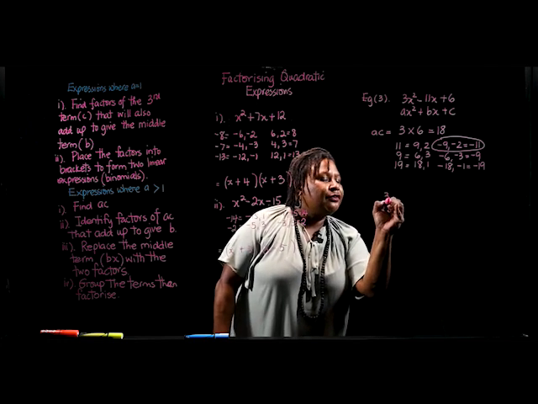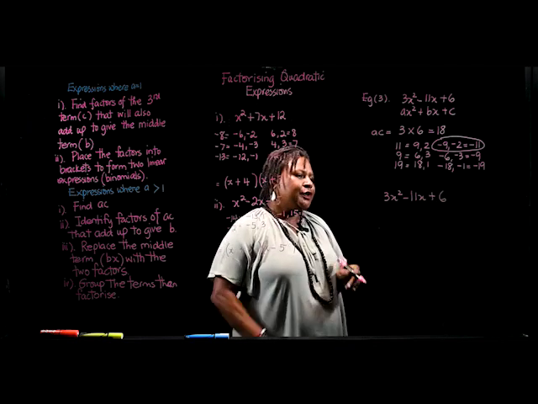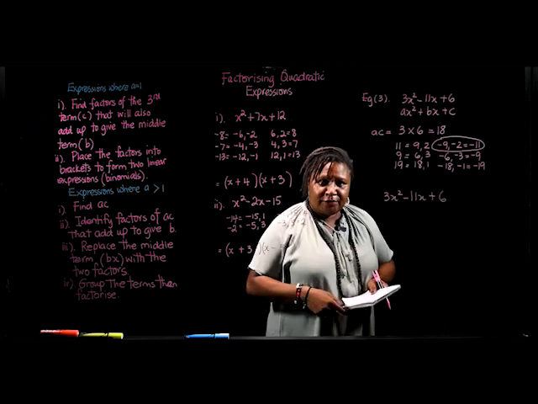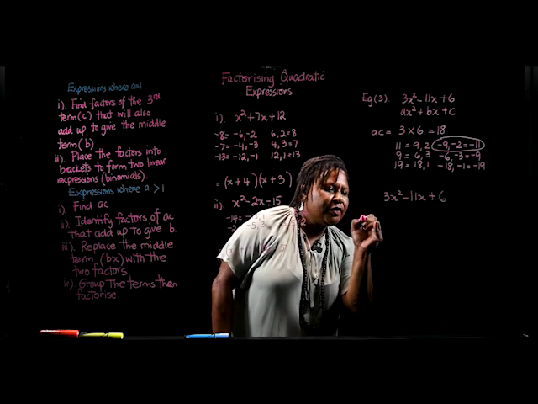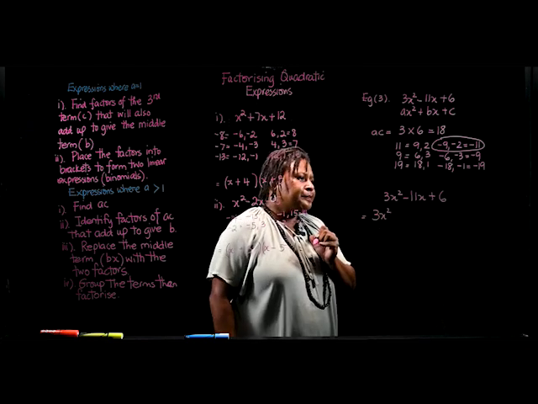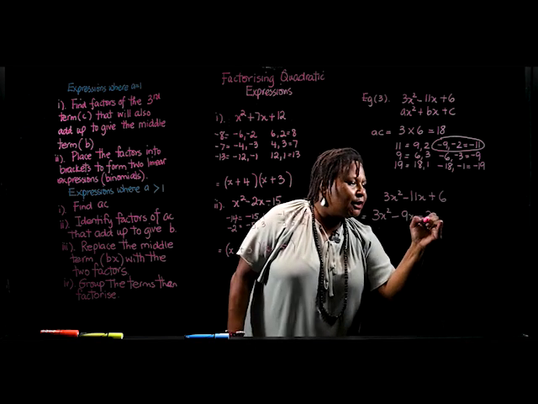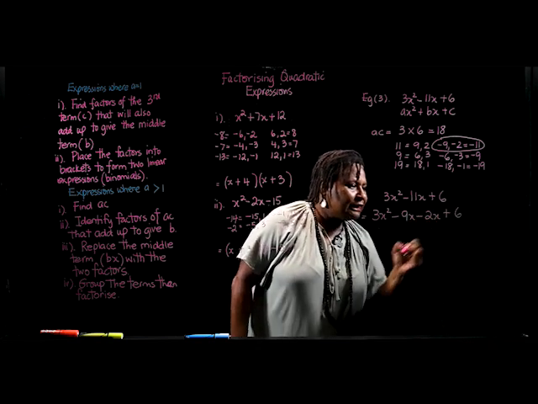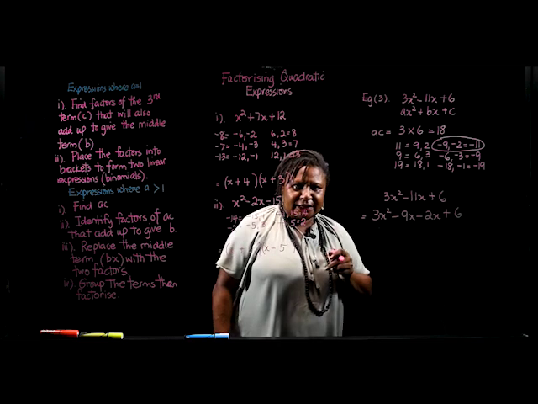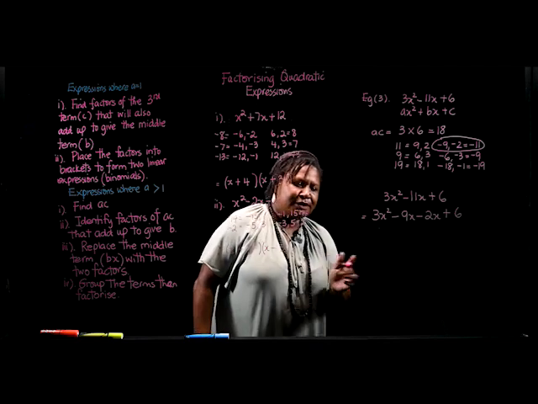So, 3x squared minus 11x plus 6. We are going to split this middle term by using the two factors that have been identified, okay? So let's rewrite this. Instead of 11x, we have 3x squared minus 9x minus 2x plus 6. Okay? So if you add these two, you will still get negative 11x. Okay? So we've just split that term into two separate terms.